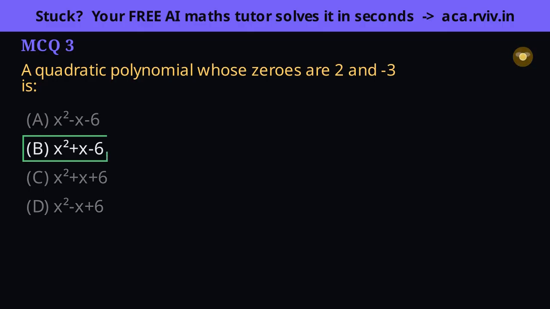The traps are instructive. Option A, minus x, comes from a sign error on the sum, and options C and D use plus 6, forgetting that a positive times a negative zero must give a negative product.